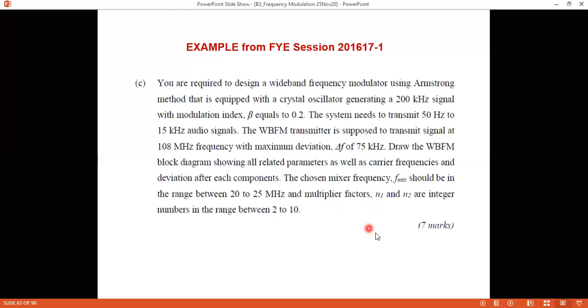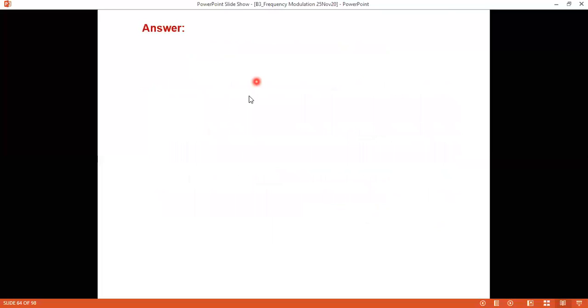Let's see how we solve this problem. Normally a design question like this will contribute quite high marks, at least 5. In this case it's 7. Let's sketch our block diagram. So, our solution.